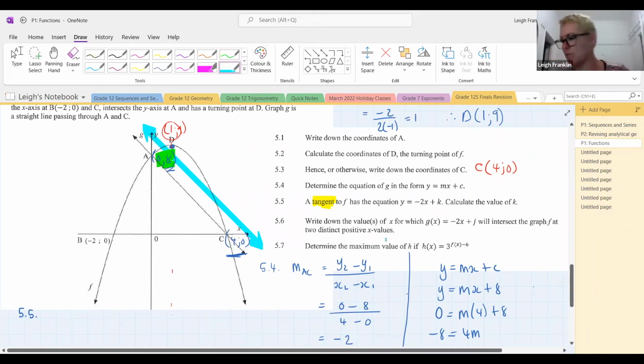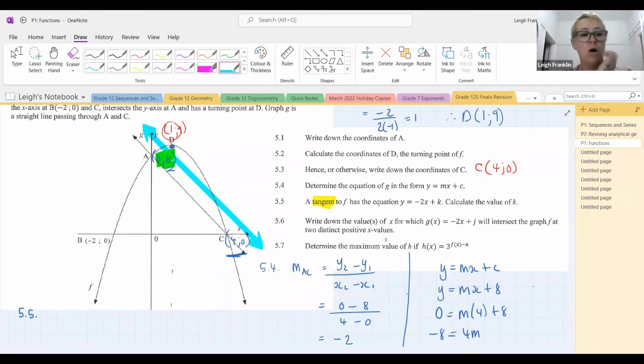Sorry, I've got Christmas beetles flying around here. Okay, so it would look like this.